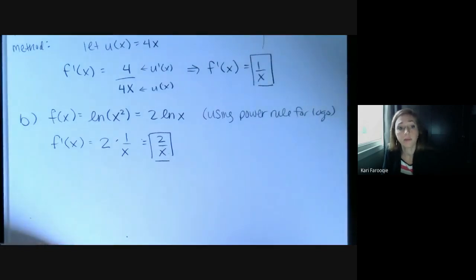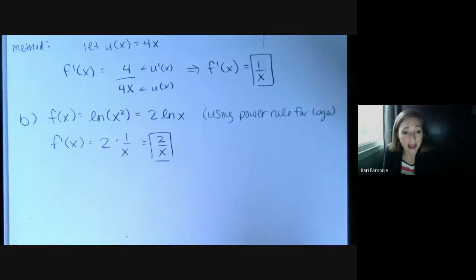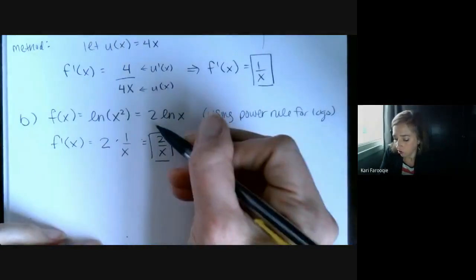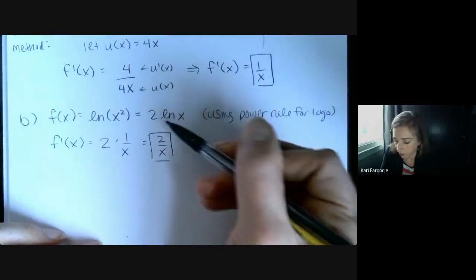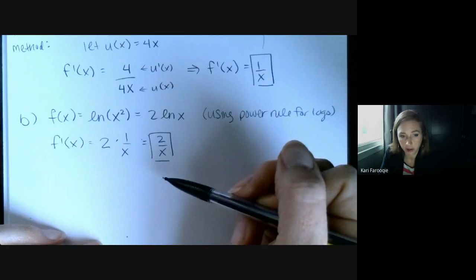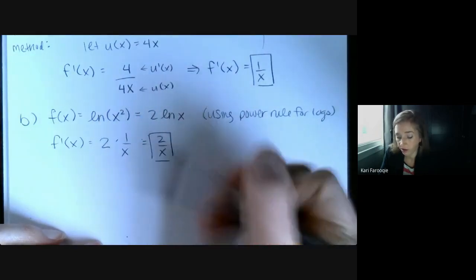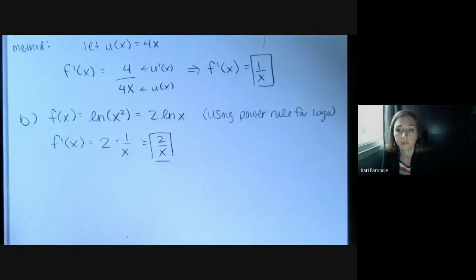Go ahead, Morgan. Doesn't the 2 go to 0? Well, you're not adding them. In this case, it's just a constant multiple. If you had 2 plus the natural log of x, then it would go to 0. But because it's a constant multiple, it just kind of tacks on to whatever your derivative is. So it does make a difference in this case. Does that answer your question?